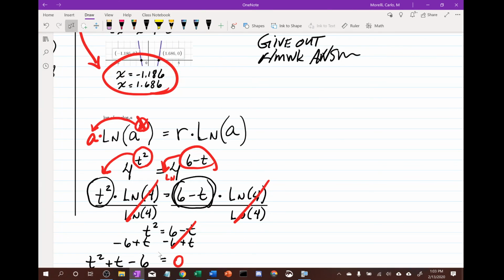No. We want to do this one. Do this one, guys. 4 to the x squared equals 4 to the power of 6 minus x. And now let's say it says solve for x.